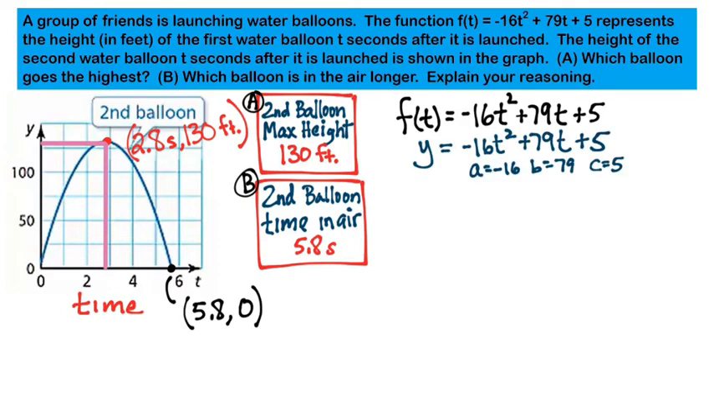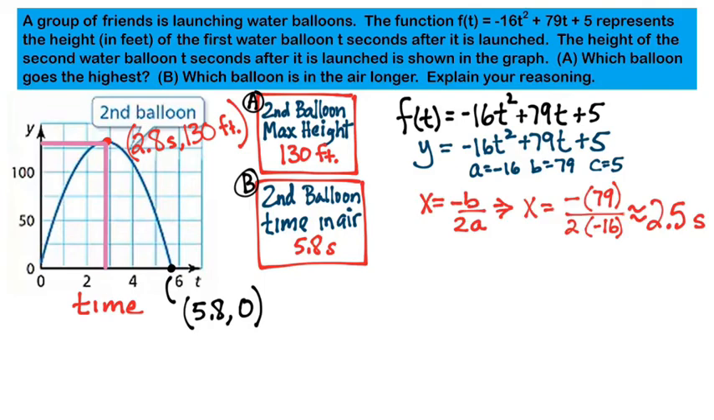The way that we found the maximum height of balloon number 2 is we found it by finding the vertex, and the y-coordinate of the vertex was the maximum height. So now we're going to have to find the y-coordinate of the vertex of our function. So we'll start by using the equation x equals negative b over 2a, and we'll put in 79 for b and negative 16 for a, and we'll see what the x-coordinate of our vertex is. When I put negative 79 over 2 times negative 16 into my calculator, I get 2.46875, which I'm going to round off to 2.5 seconds.